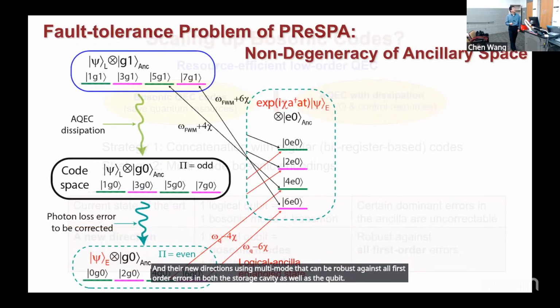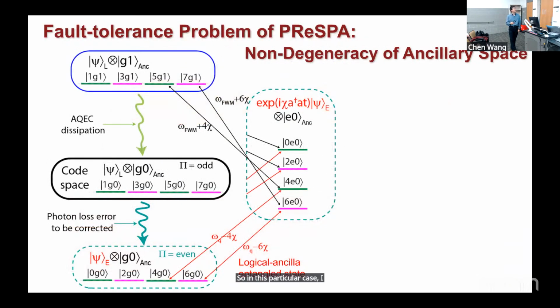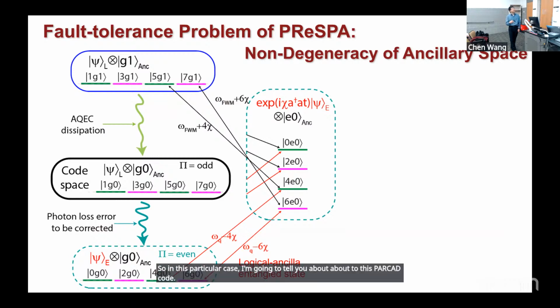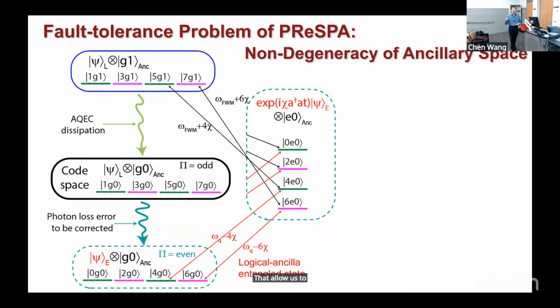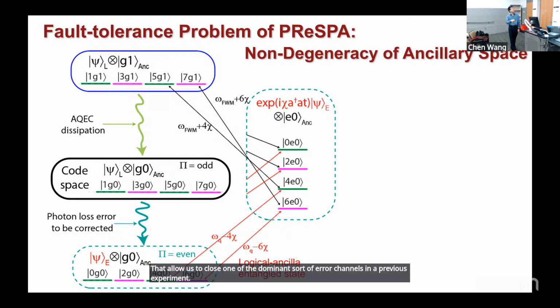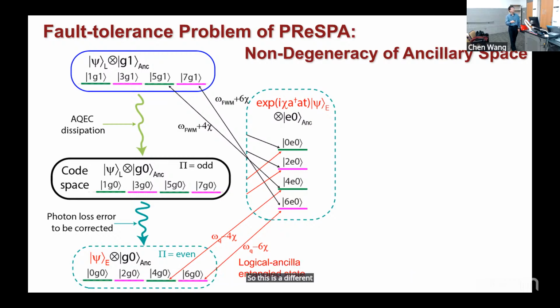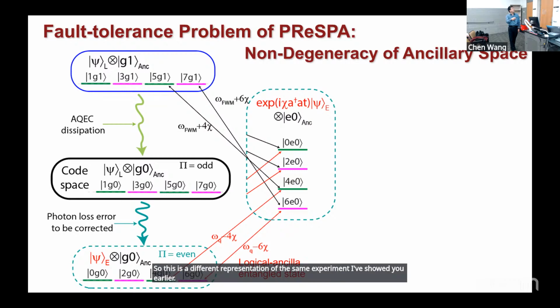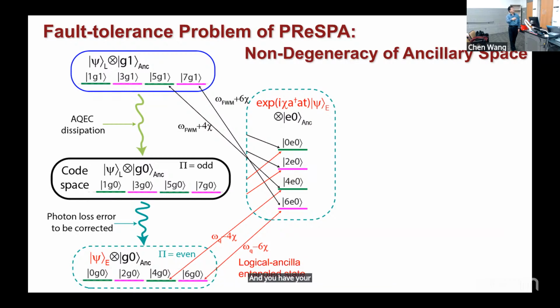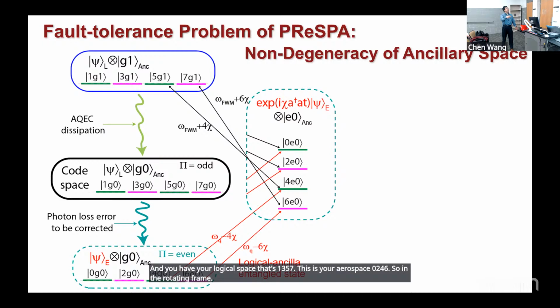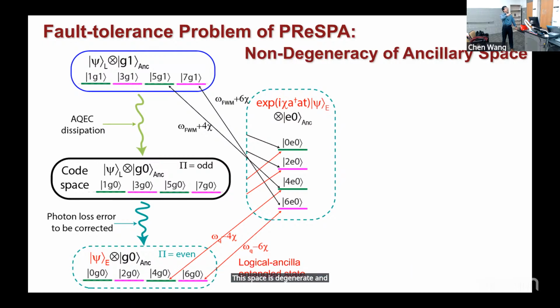So in this particular case, I'm going to tell you about this pair cat code that allows us to close one of the dominant error channels in a previous experiment. This is a different representation of the same experiment I showed you earlier. You have your logical space, that's 1, 3, 5, 7. This is your error space, 0, 2, 4, 6. So in the rotating frame, this space is degenerate, and this dissipative space is also degenerate. That is why the error correcting code works.